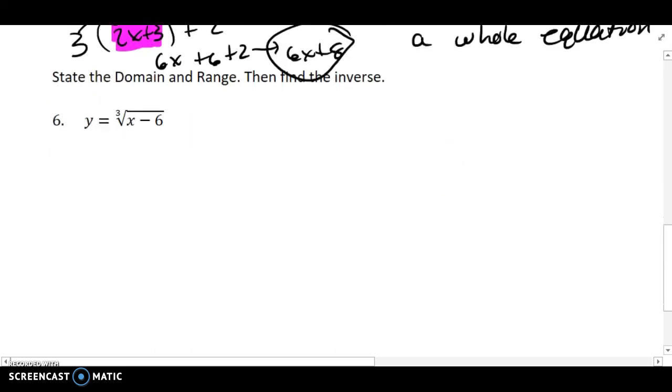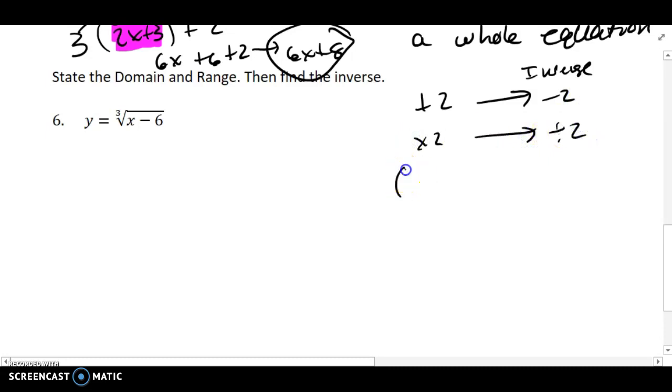So an inverse function, so if you have plus 2, the inverse is minus 2. If you have a times 2, the inverse is divide 2. If you have 2 comma 6 as a point, the inverse is 6 comma 2. Okay? Those are inverses. They're working backwards from each other.